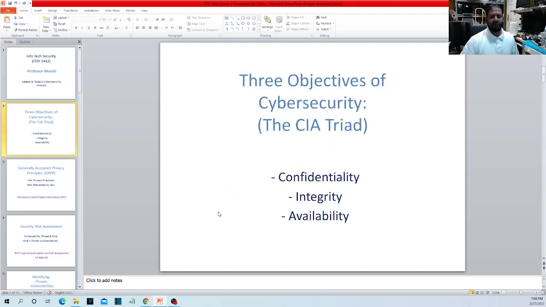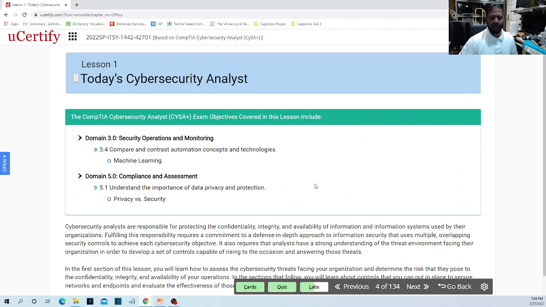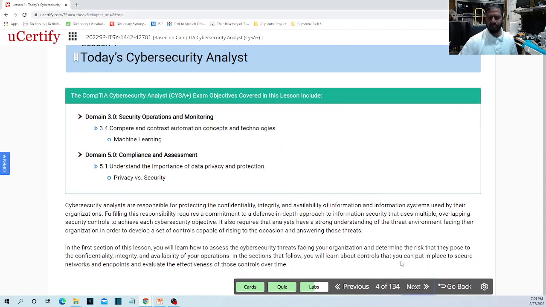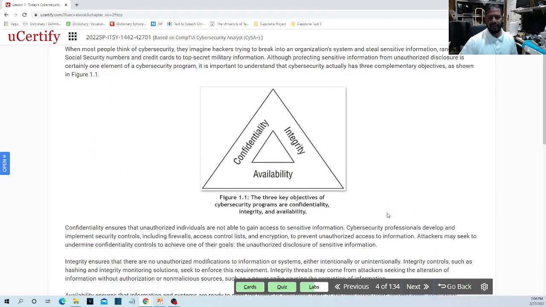The first point that we're going to discuss in this chapter is what are the main objectives of cybersecurity? It is called the CIA Triad. Confidentiality, that is C, integrity, that is I, and availability, that is A. CIA, confidentiality, integrity, and availability. And what are they? What does confidentiality mean? Let's look at the courseware where we are discussing that. Go to the next page and let's see.